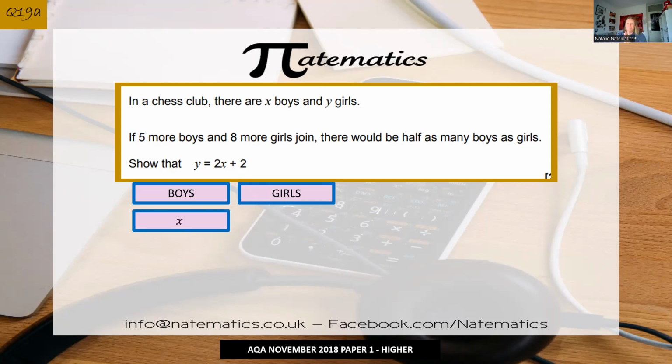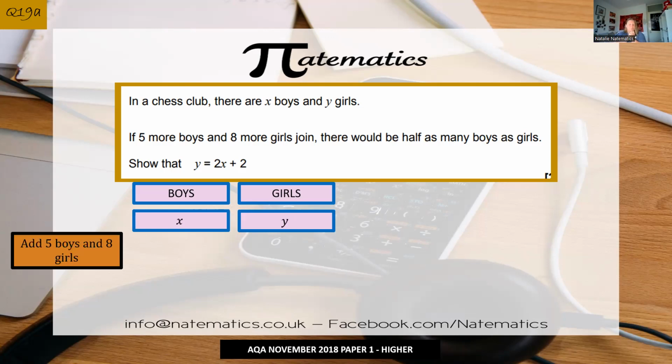Okay, so let's summarize what information we've got. We've got boys. How many of them? We've got X, whatever that number is. It doesn't matter that we don't know it. Have confidence that it doesn't matter. Number of girls, how many of those? We've got Y. Do we know what that is? No. It's Y.